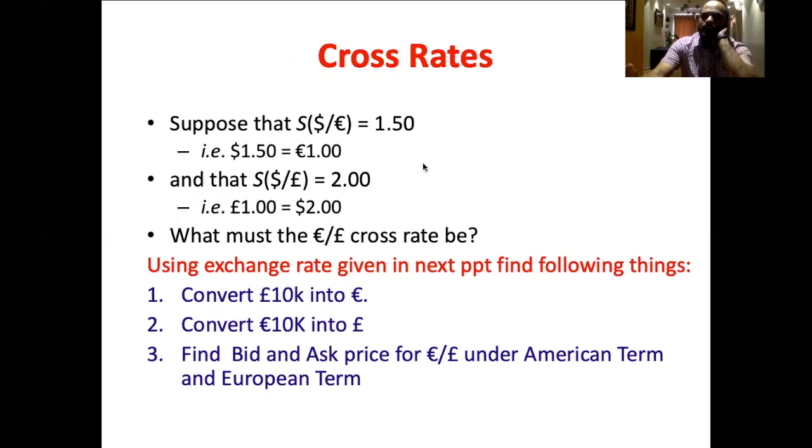Suppose that S, here they are using S. S means spot market, right? So right now the dollar over euro is 1.50, which means the price of $1 equals 1.50 euro. And then dollar over pounds. So the price of 1 pound equals $2.0, right? So you know that, right? That's normally how we do that.